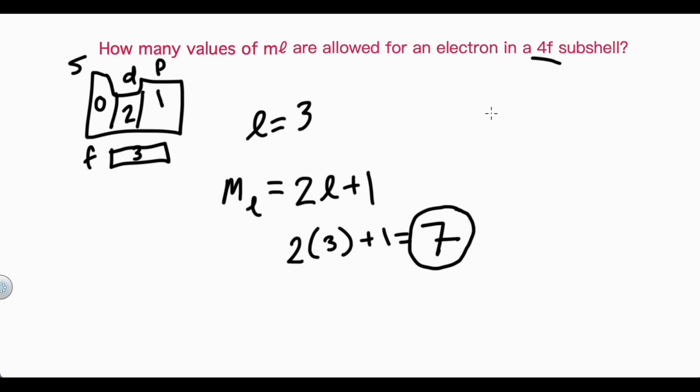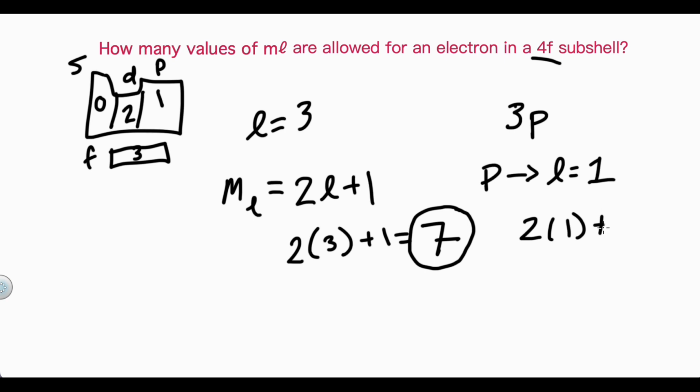Again, that one was too easy, so here's another one. You guys do this on your own. How about a 3p? How many values would there be for ml in the 3p subshell? I'll give you guys a second. 3, 2, 1. We know it's in the p subshell, so l equals 1. We plug that into our equation, and we get 3. It's really that simple.